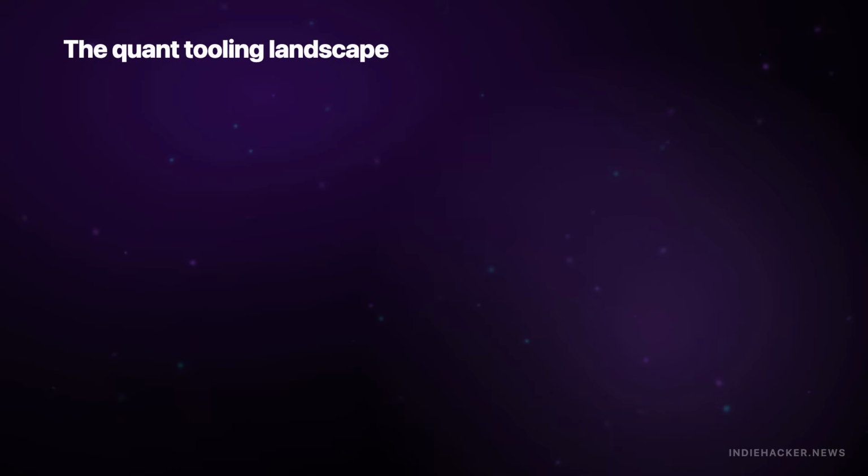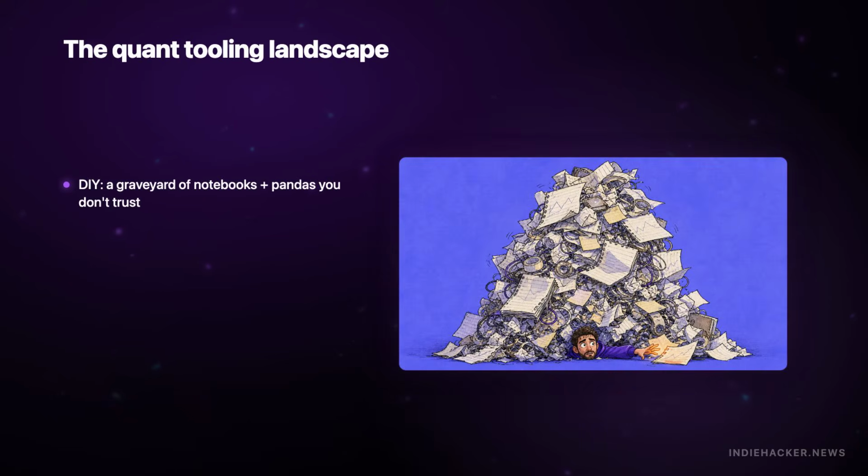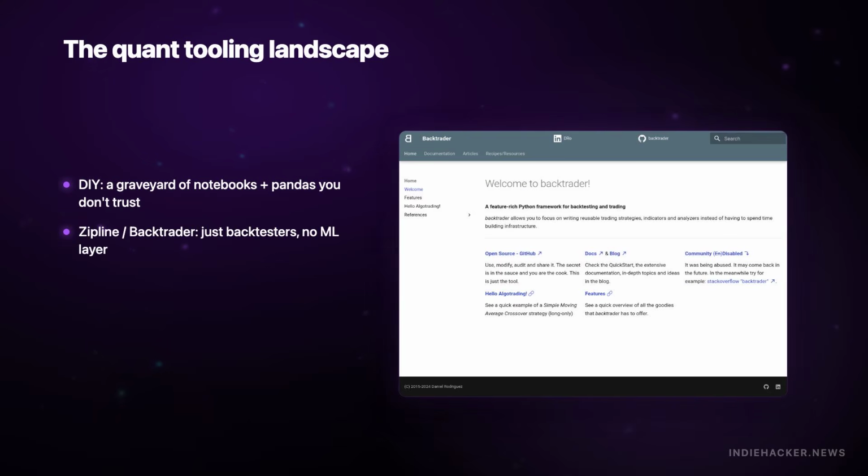So where does Qlib actually sit? If you've tried this yourself, you know the default is a graveyard of Jupyter notebooks and pandas held together with tape and a backtest you secretly don't trust. The classic open tools, Zipline and Backtrader, are really just backtesters. They replay a strategy against history but hand you nothing for the machine learning part.